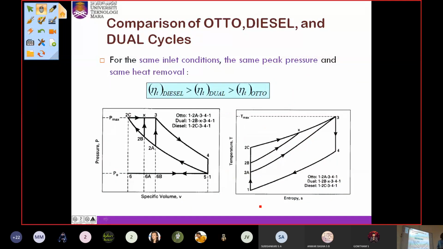Then also we can compare the Otto cycle, diesel cycle and dual cycle with other parameters, like the same inlet condition and the same peak pressure. So we have to get the pressure the same, and the heat removal also has to be the same. So where can we achieve this? Here we can achieve it, right? Then the heat removal will be here, isentropic expansion will be here, same heat removal.